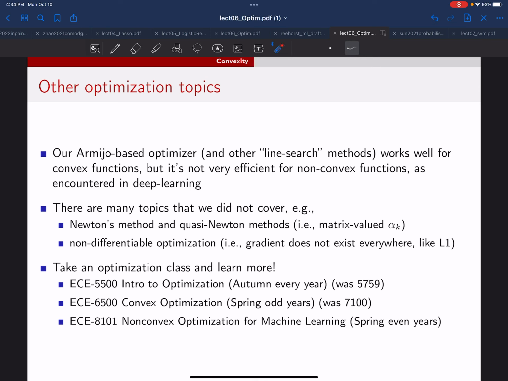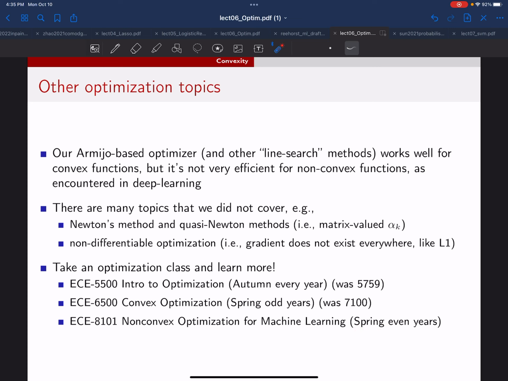The ones we have here in the ECE department are an intro course, 5500, which is taught every autumn. It used to be called 5759, but now it's called 5500. And we have a convex optimization course, which is taught in the spring of odd years, so not this spring, but next spring. It used to be called 7100, but now it's called 6500. And then for the case where, like in deep learning, we have non-convex functions, we have a course called Non-Convex Optimization for Machine Learning. It's taught in the spring of even years, 8101.